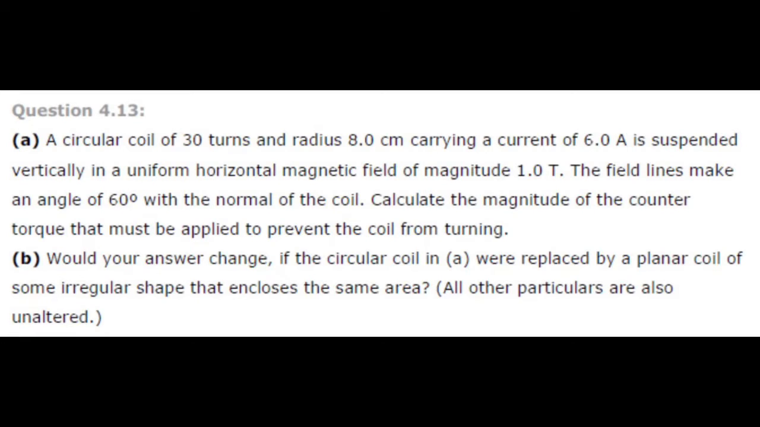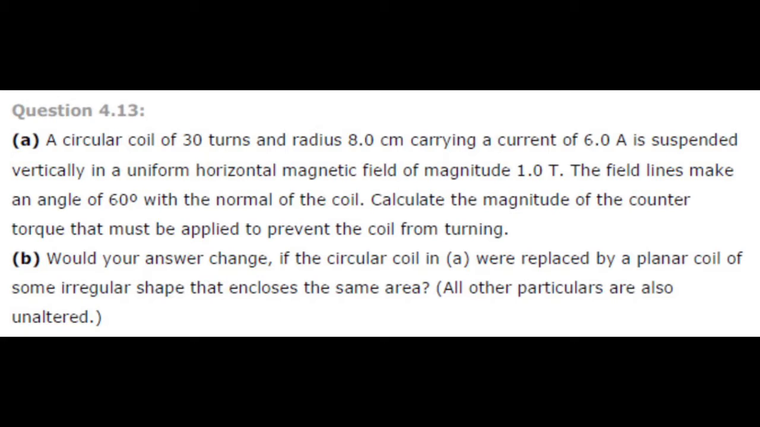A circular coil of 30 turns and radius 8 centimeter carrying a current of 6 ampere is suspended vertically in a uniform horizontal magnetic field of magnitude 1 Tesla. The field lines make an angle of 60° with the normal to the coil. Calculate the magnitude of counter torque that must be applied to prevent the coil from turning.